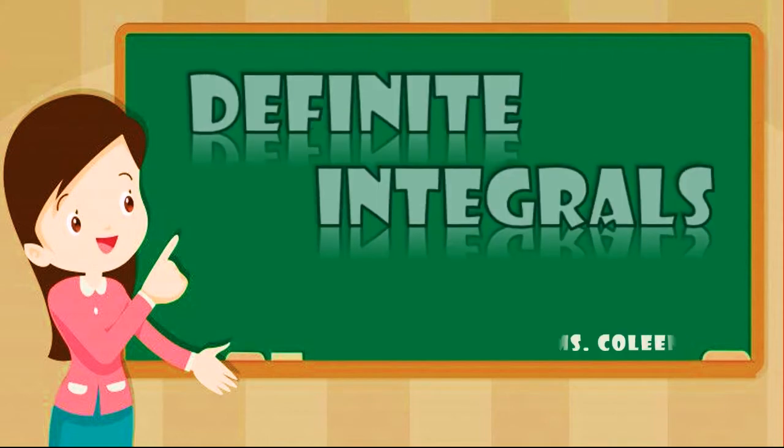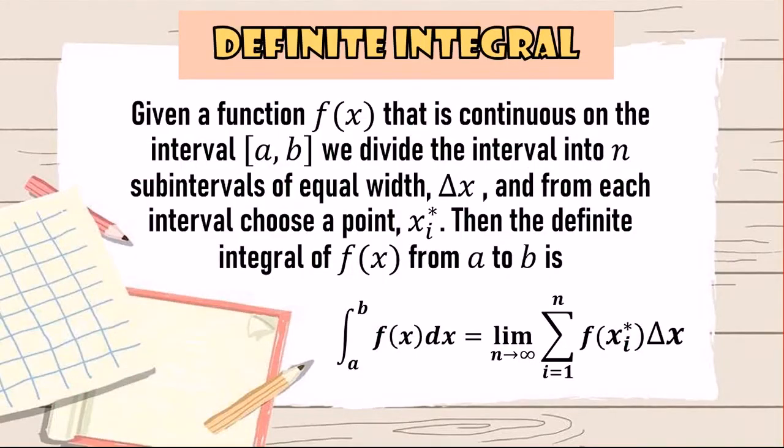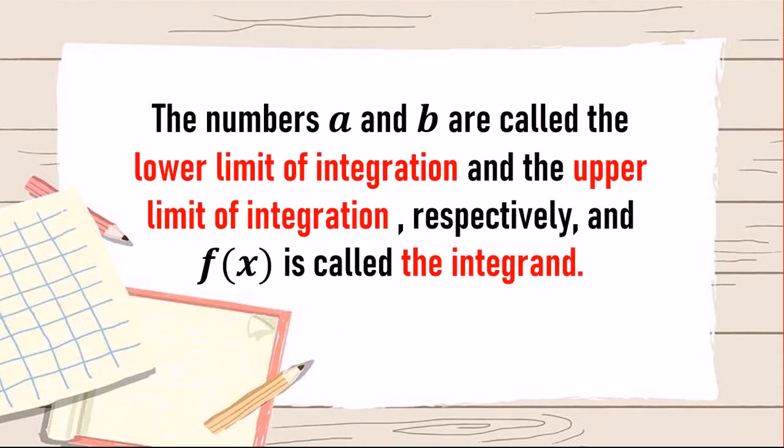In this video, I'm going to discuss definite integrals. Given a function f of x that is continuous on the interval [a, b], we divide the interval into n subintervals of equal width, and from each interval, choose a point. Then, the definite integral of f of x from a to b is denoted by this symbol, the limit.